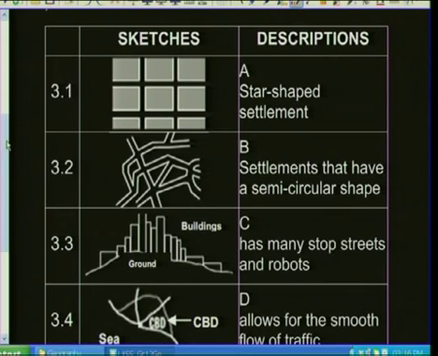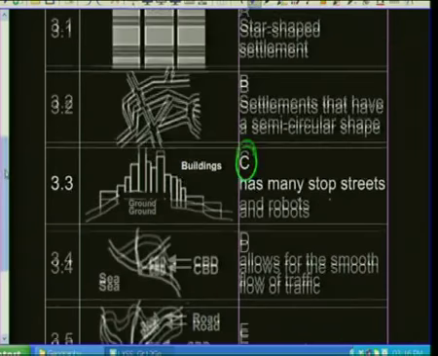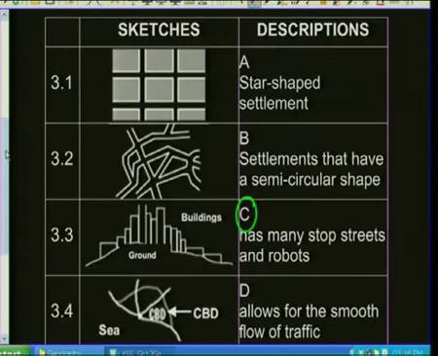Answer C says, has many stop streets and robots. That's an option. Further down, it allows for the smooth flow of traffic. Not always. If you've been traveling in a CBD, you'll know that. Urban profile, it definitely is not, and it's not a cross-shaped settlement. Our best answer for this one is C. It has many stop streets and robots, typical of the grid pattern.